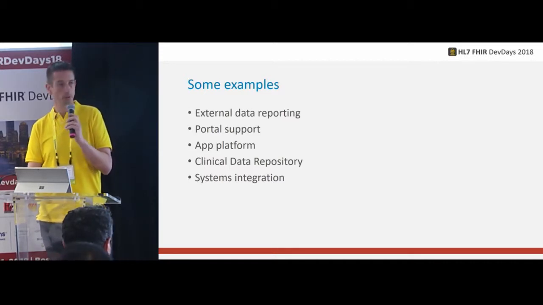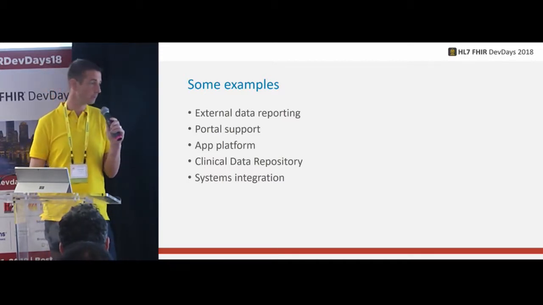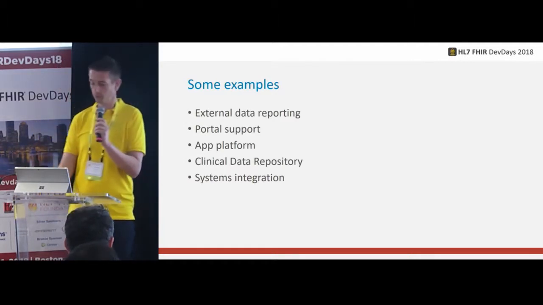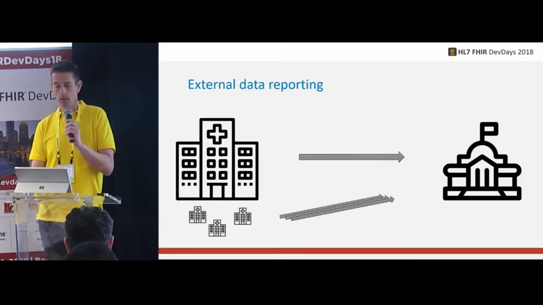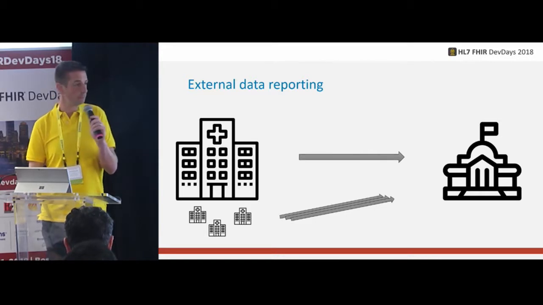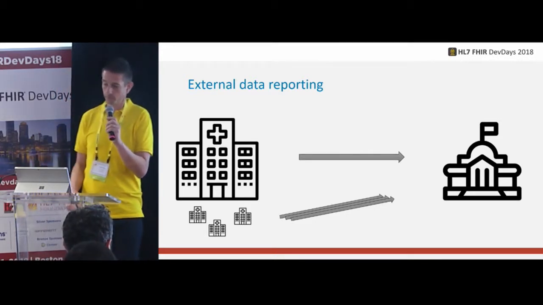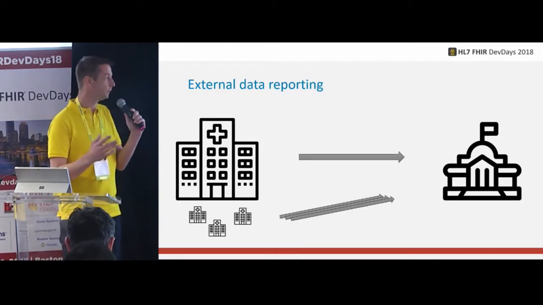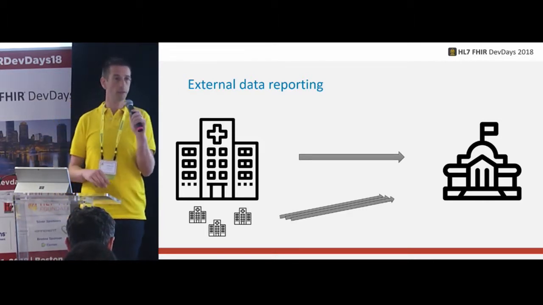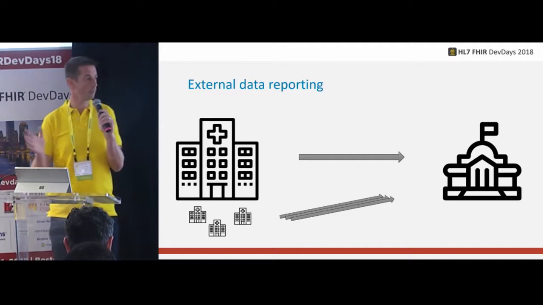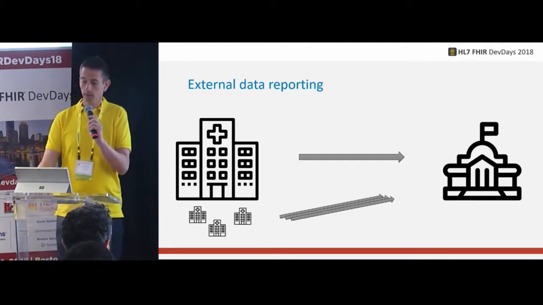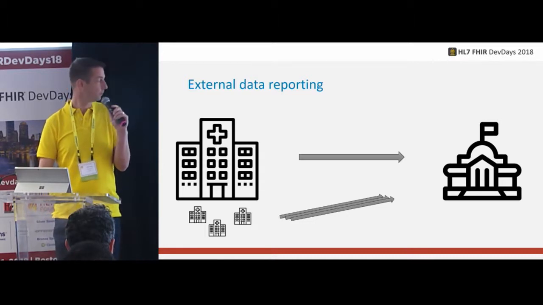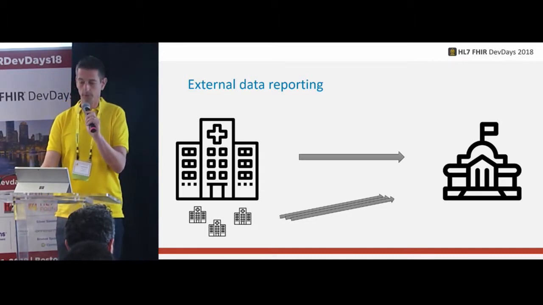We're going to go through a couple of examples. I'm going to present the examples first, and then do the architectures, and then we're going to combine them together. So the first one is external data reporting. For instance, in Holland, we report to the RIVM, which is something like the CDC here. A lot of hospitals report similar data to a government institution.